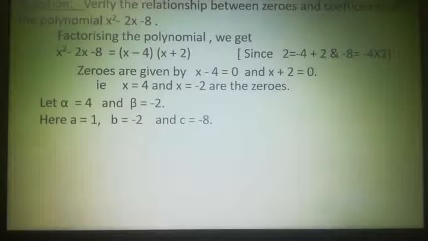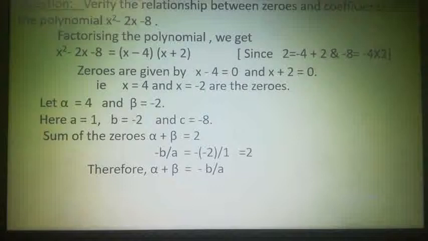Now we need to verify the relation. There are two relations. One is the sum of the zeros, alpha plus beta, and the second one is the product of the zeros, alpha and beta. So first we go for finding alpha plus beta. Here alpha is 4, beta is equal to negative 2. So alpha plus beta is equal to 4 plus negative 2, that is 2. And by the relation, alpha plus beta is negative b by a. This is the relation which we have to verify. So go for finding each one separately. We have to verify it.